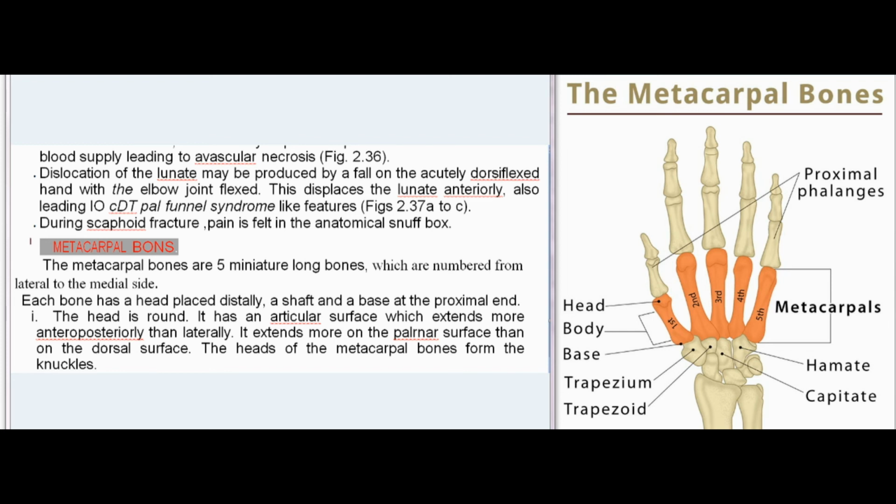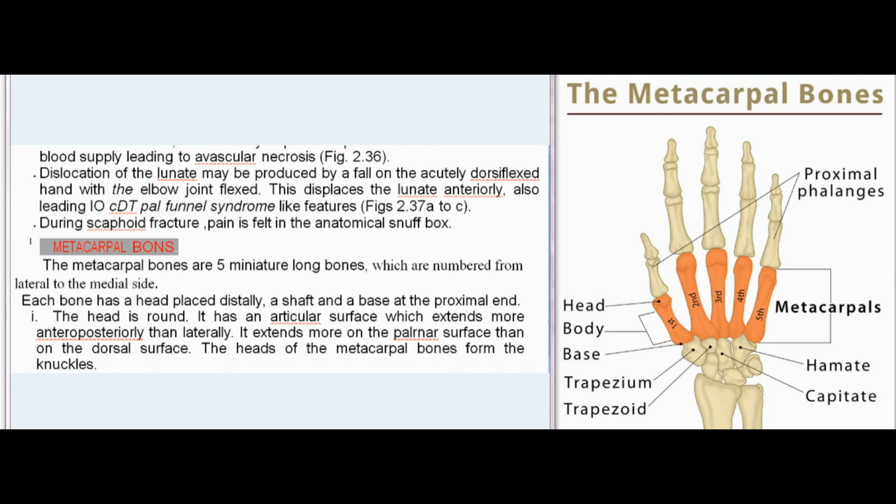Dislocation of the lunate may be produced by a fall on the acutely dorsiflexed hand with the elbow joint flexed. This displaces the lunate anteriorly, also leading to carpal tunnel syndrome-like features, Figs 2.37a to c. During scaphoid fracture, pain is felt in the anatomical snuff box.